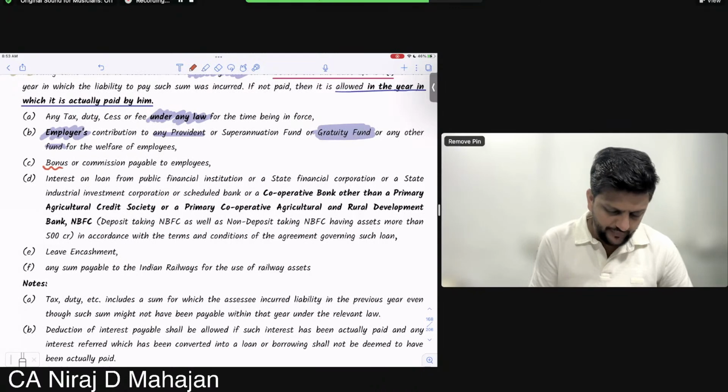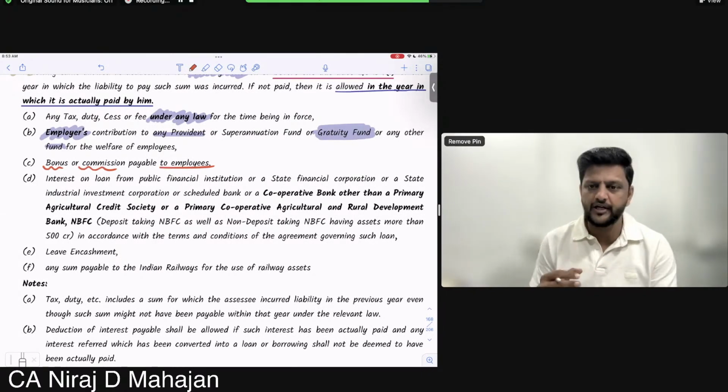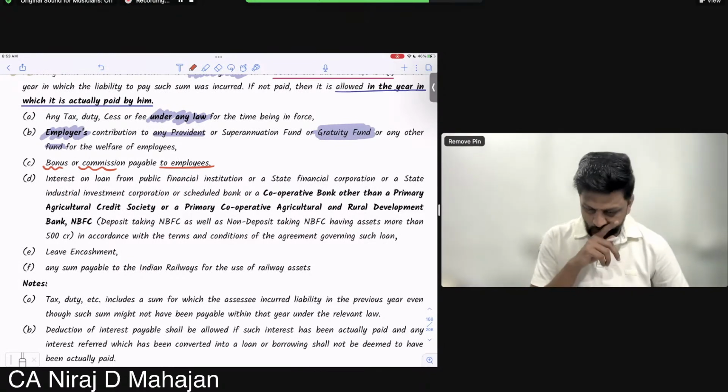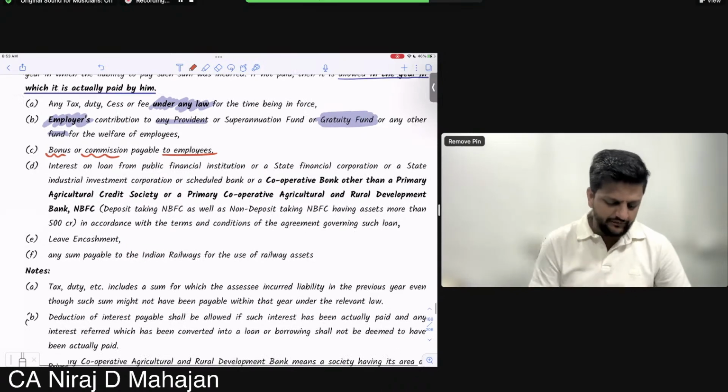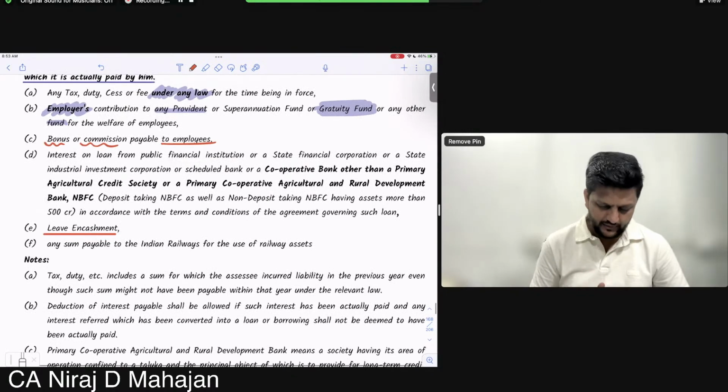Bonus or commission payable to the employees. Payable. I hope you're understanding all of this. That's why they're using the word payable. It is just a provision entry. Fine till here? Okay. Same thing again for employee leave encashment payable. Big amounts. I hope you're understanding.